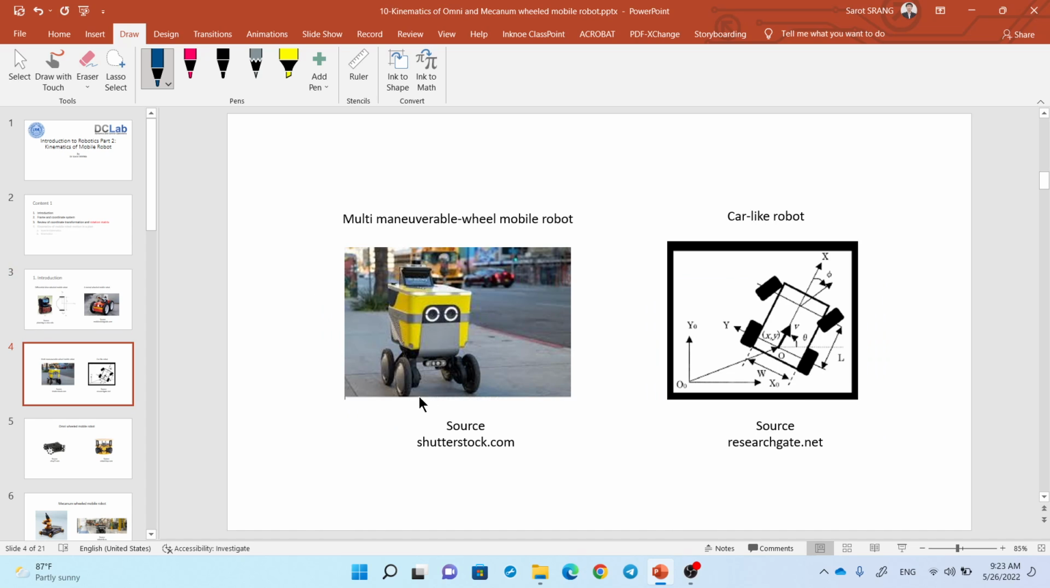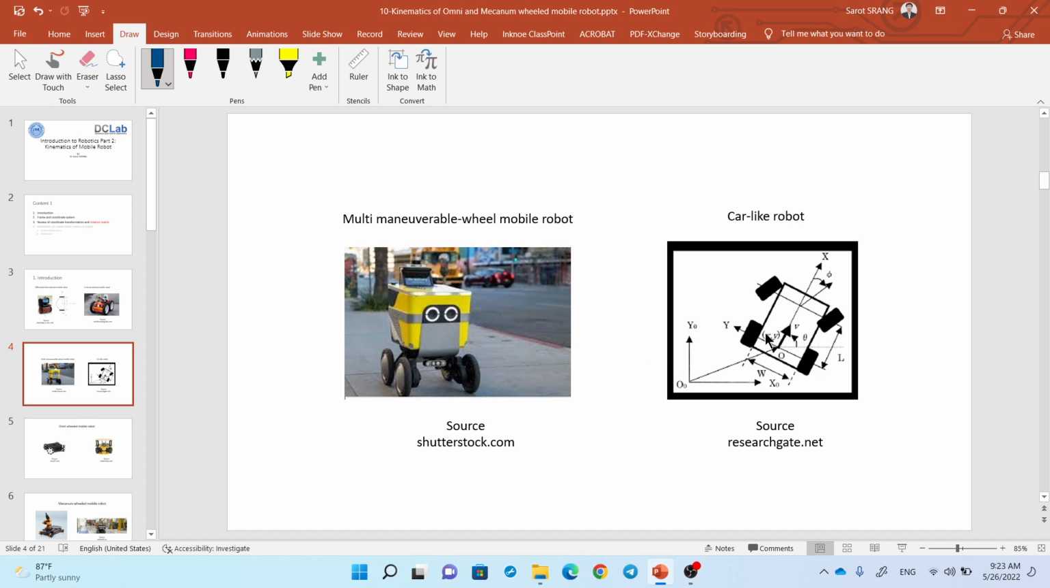The next one is much like the previous robot, but the maneuverability on the wheel has more degrees of freedom, so it can move up and down, and the angle of the wheel can be changed, much like a steering wheel.